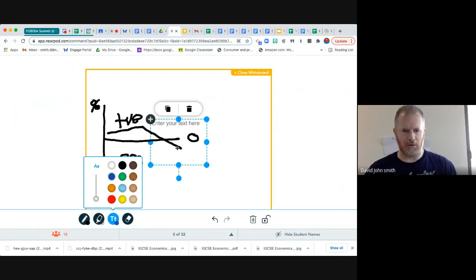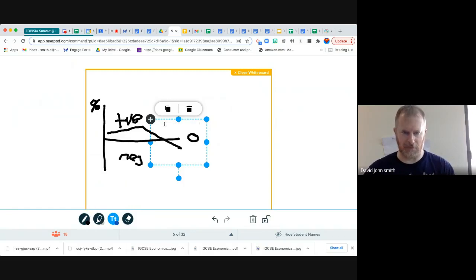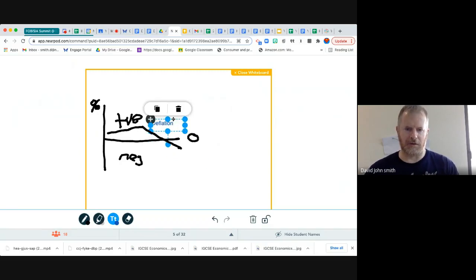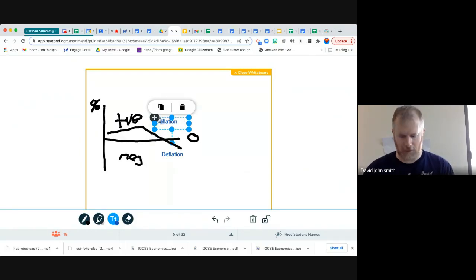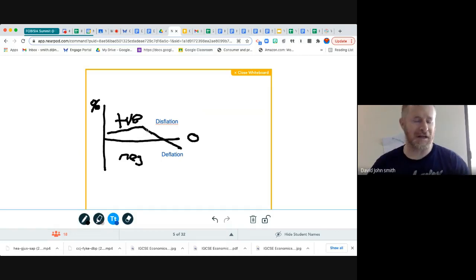All right, so deflation. Right. Because it has officially become, if you like, negative inflation. And this bit here is disinflation. So there's still positive inflation, it's just at a decreasing rate. All right, so that bit there is disinflation, this bit here is deflation. All right. Now that's quite a technical thing to understand, but I think we've done really well with that.